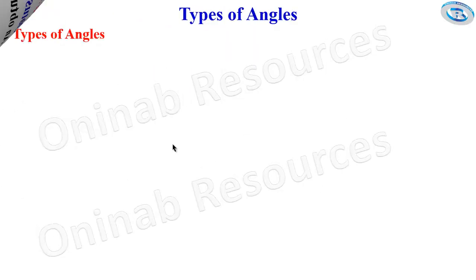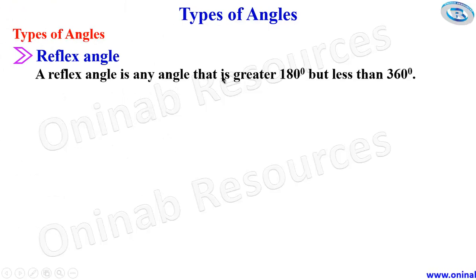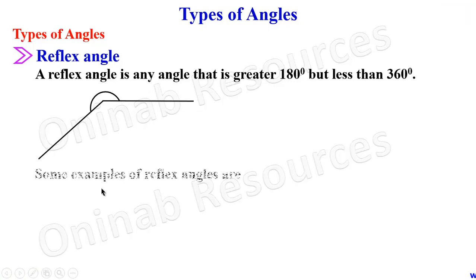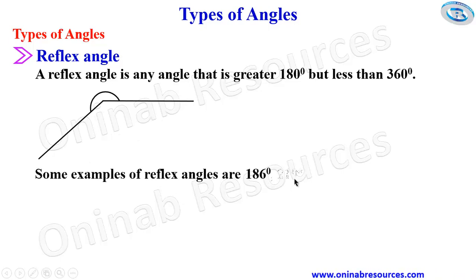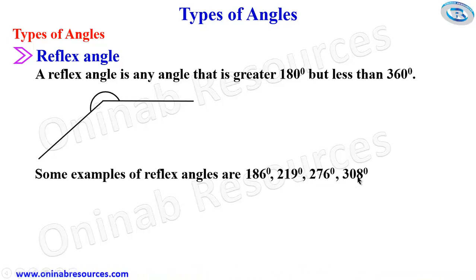We then go to the next angle, which is reflex angle. A reflex angle is any angle that is greater than 180 degrees but less than 360 degrees. So we have the diagram here. This is greater than 180 degrees but less than 360 degrees. Some examples of reflex angles are 186 degrees, 219 degrees, 276 degrees, 308 degrees, and so on.